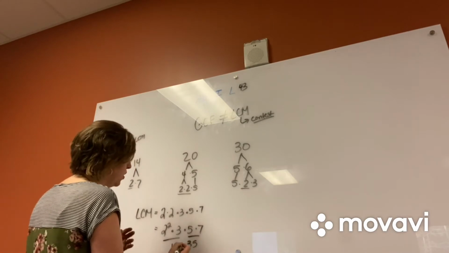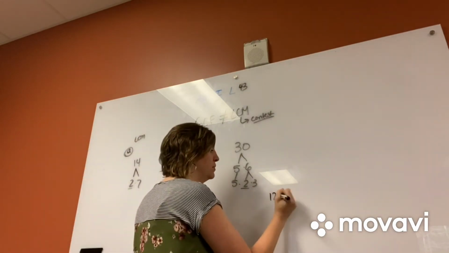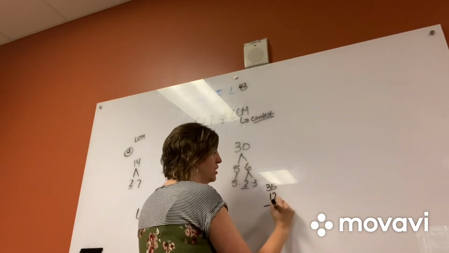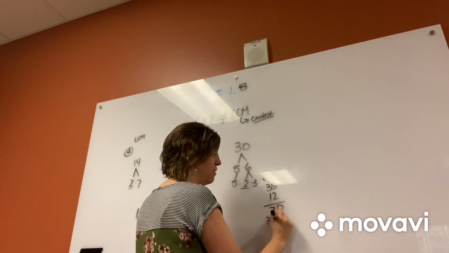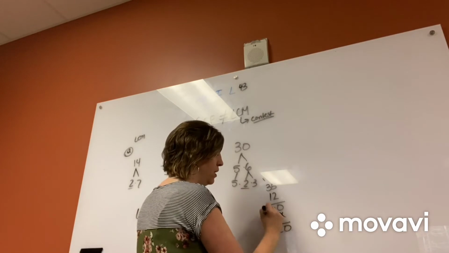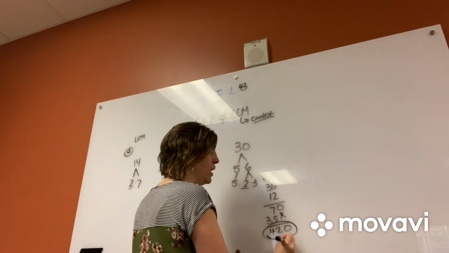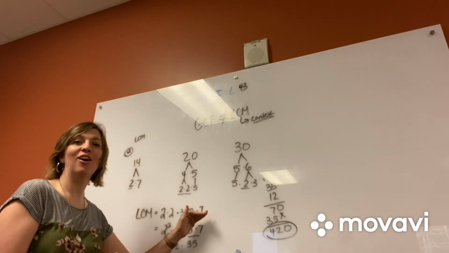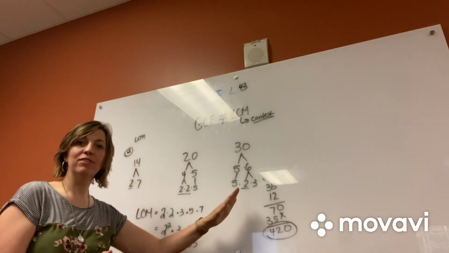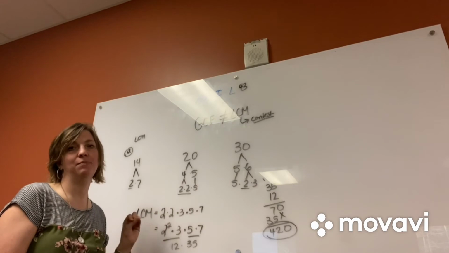So I need to know what 12 times 35 is. So that would be 70, hold my place value, 35, 0. So 420 is my LCM. How did I get that? I did my contest, right? I used every single factor the greatest number of times it appears in one.